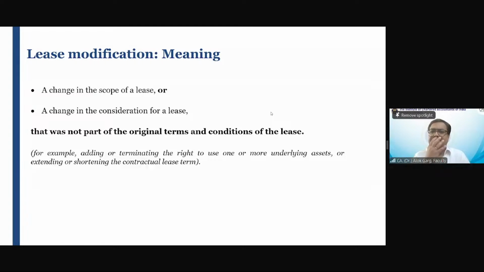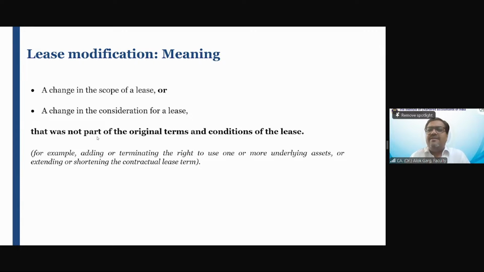Friends, I have entered into a contract with my landlord, with my lessor, for taking a house on a rental basis for a period of 5 years. In the first year, I am paying a rent of rupees 1 lakh per annum. And there is a clause which says that rent will increase by 10% every year. So in the next year, I am paying 1,10,000. In the third year, I am paying 1,21,000.